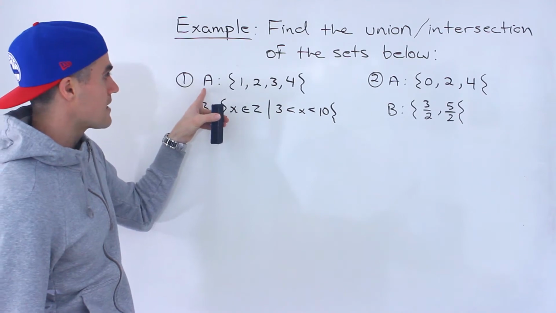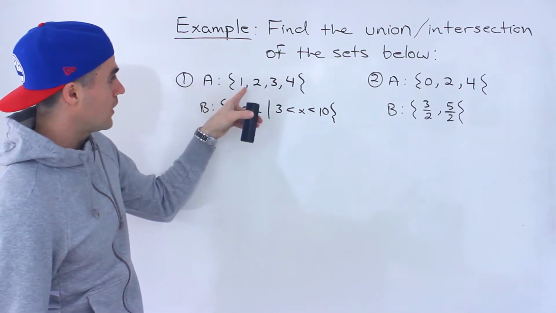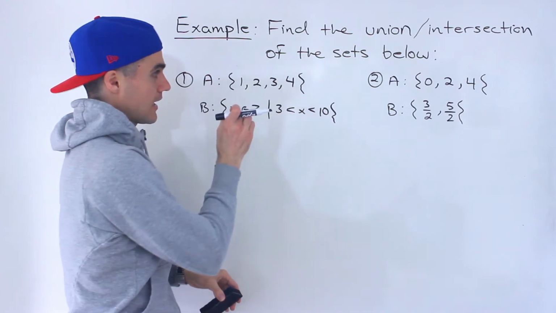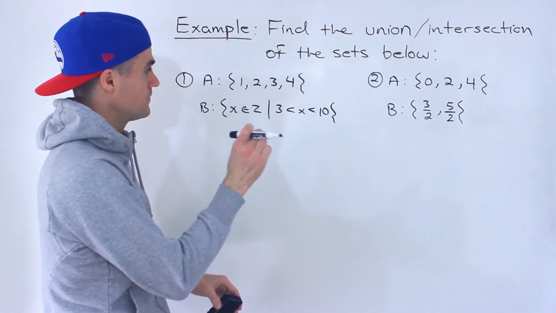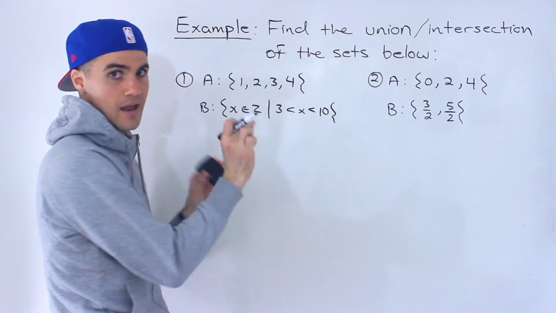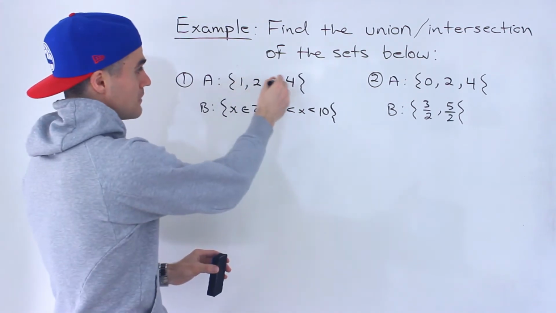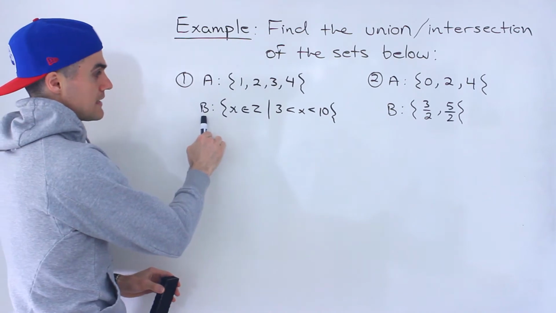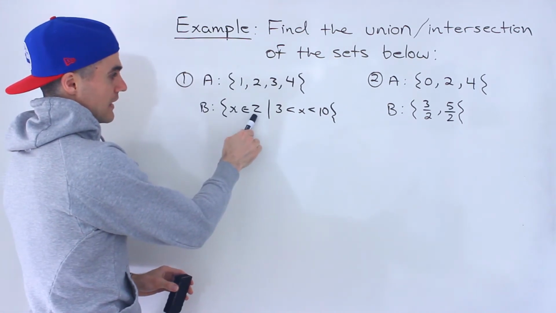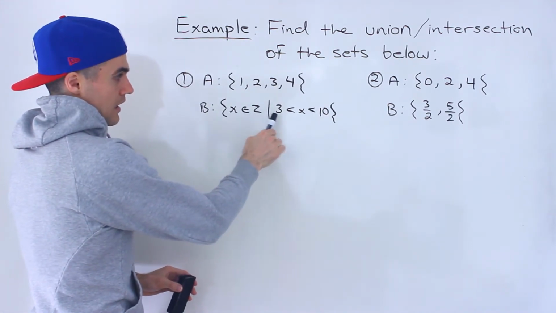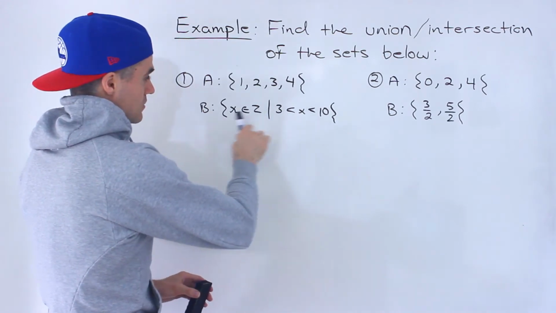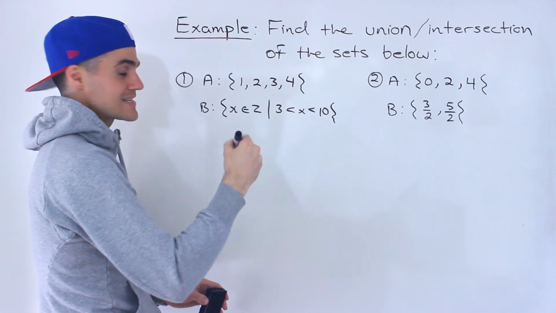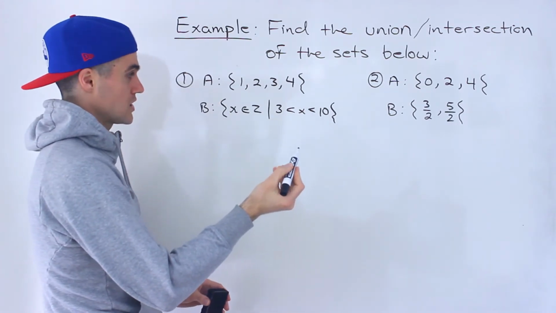Notice that A, we have this set 1, 2, 3, 4. Notice that this set is in roster notation. Also notice that this set here is a finite set, right? There's a finite amount of elements in it. Now this one, set B, X is an element of integers and X is between 3 and 10. So notice that this set here, set B, is in set builder notation.